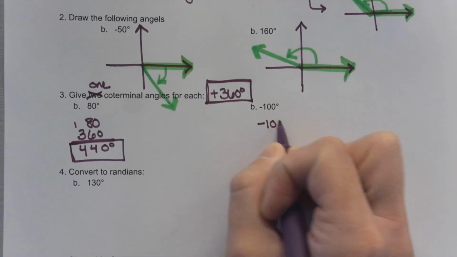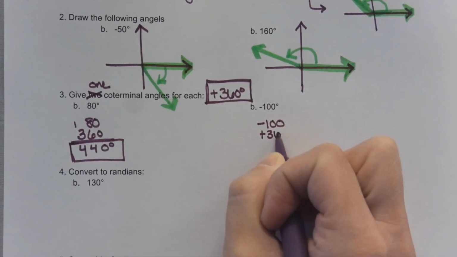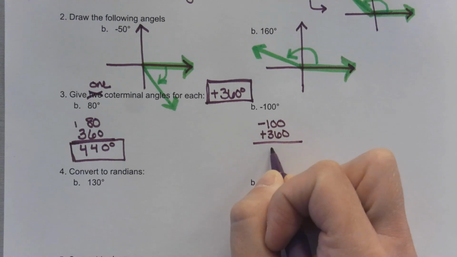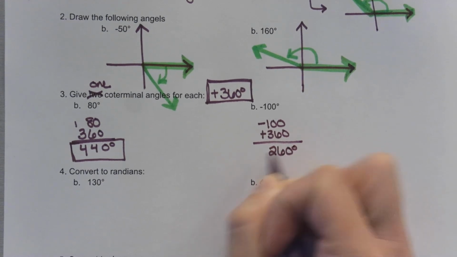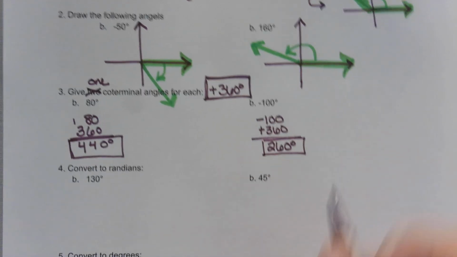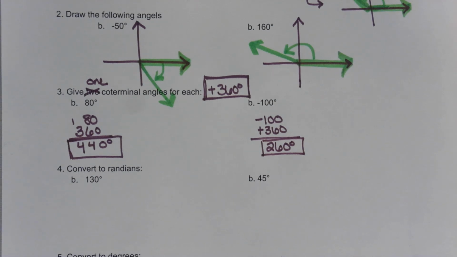You've got to add that 360. We're going to add the 360 again, and we get 260. And again, you can basically add or subtract 360 to your heart's content, and you can find as many coterminal angles as you want. So even though I made it easier by asking for one, you should be able to find 10 pretty easily if I told you to find 10. I'm not going to, but yes, you should be able to.